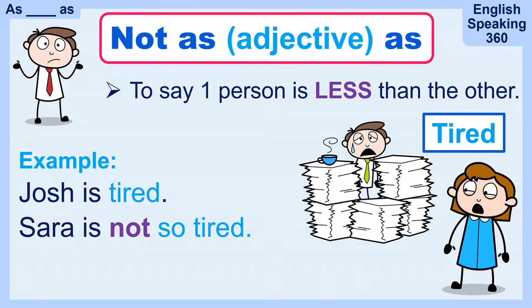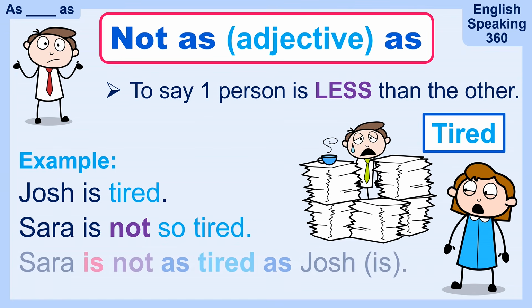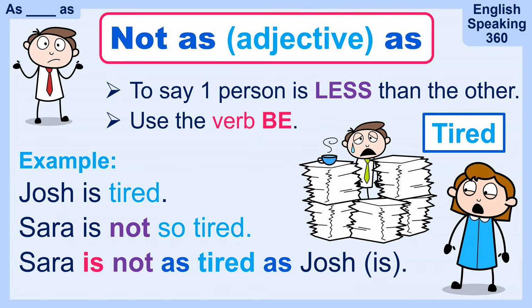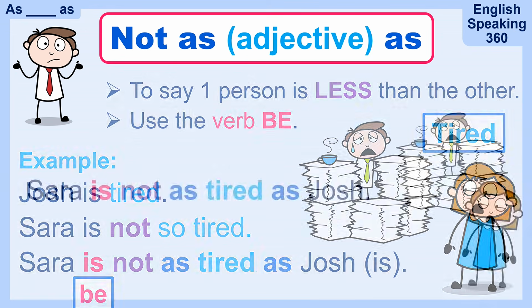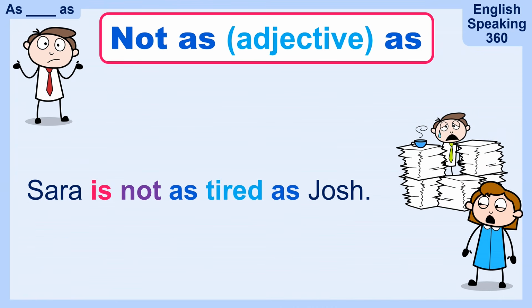So now remember, the person that is less is first. So in this case, who is less tired? Sarah is less tired. So you will begin with Sarah. Sarah is not as tired as Josh is. Don't forget to use the verb to be, and once again, is optional. Sarah is not as tired as Josh.